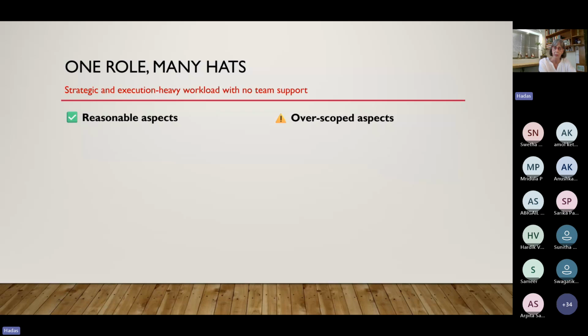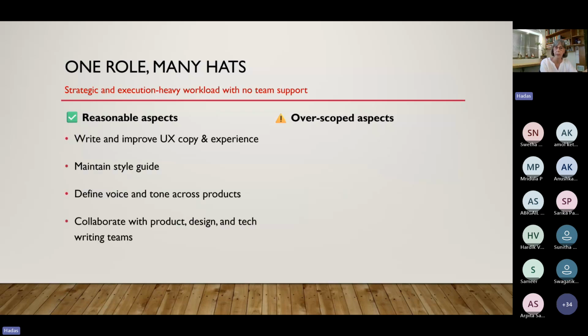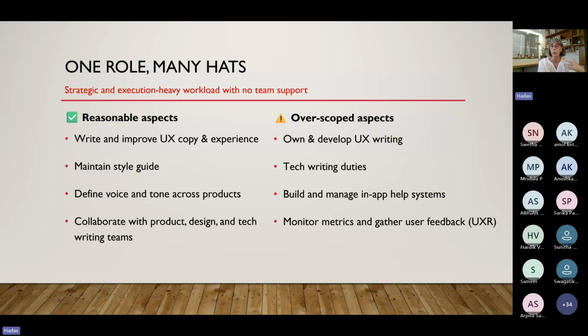So reasonable aspects of this were to write and improve the UX copy, maintain the style guide, define voice and tone, and collaborate with cross-functional teams. The overscoped things from that list were own and develop UX writing, all of the tech writing duties, build and manage in-app help systems. I mean, that sounds like a specialization in and of itself, and monitor metrics and gather user feedback. Okay, I'm sure there must be a support team and product managers out there as well.